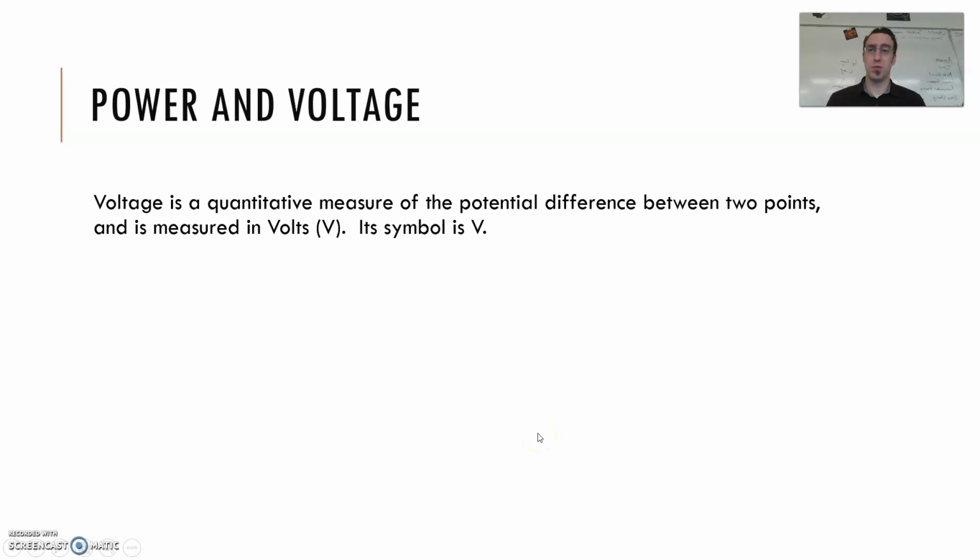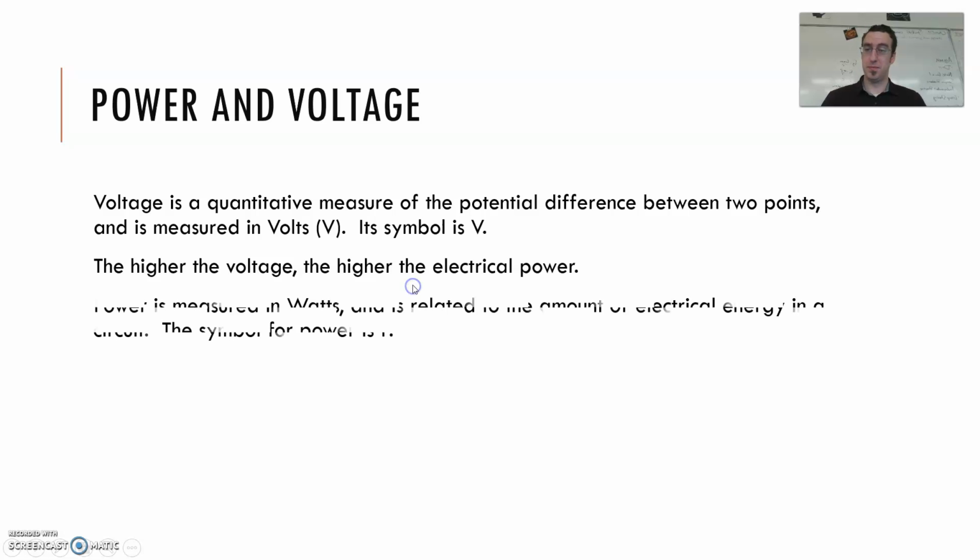Power and voltage are topics discussed in current electricity. Voltage is a quantitative measure of the potential difference between 2 points and is measured in volts. Its symbol is V. Everything's V, that's easy. Named after a guy named Volta. The higher the voltage, the higher the electrical power.